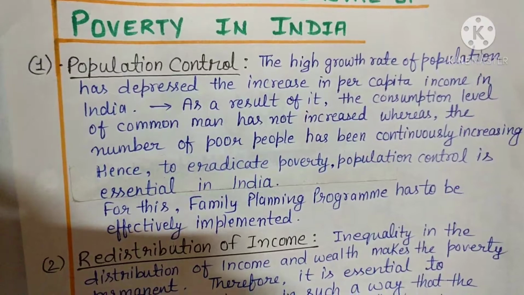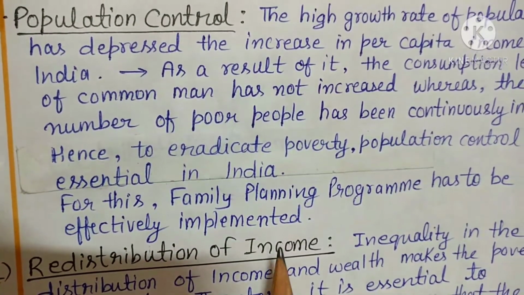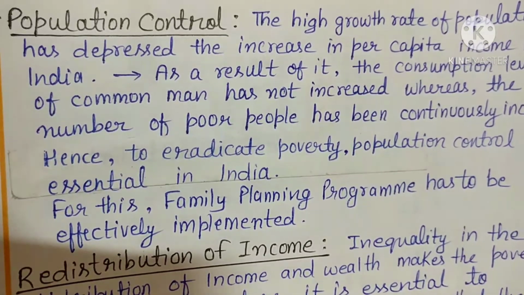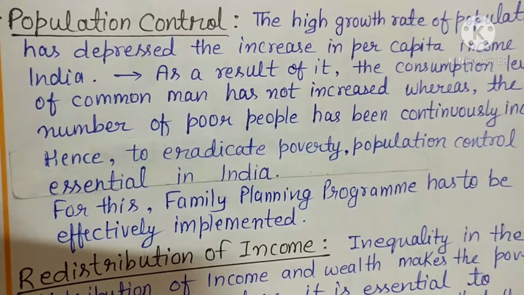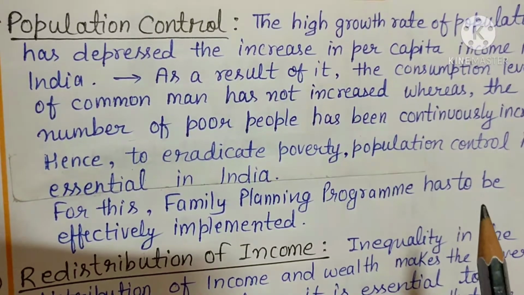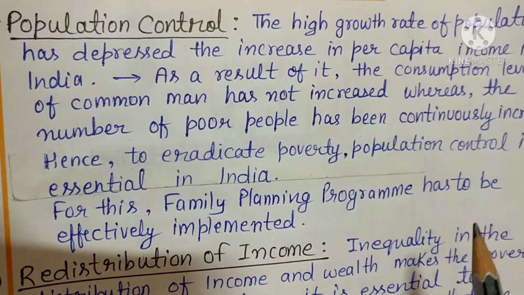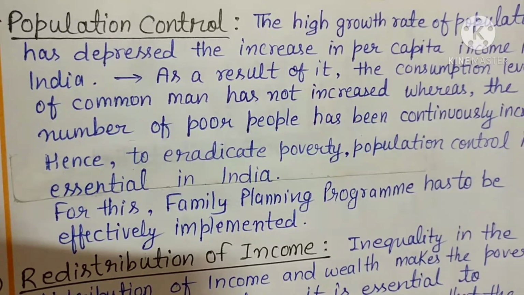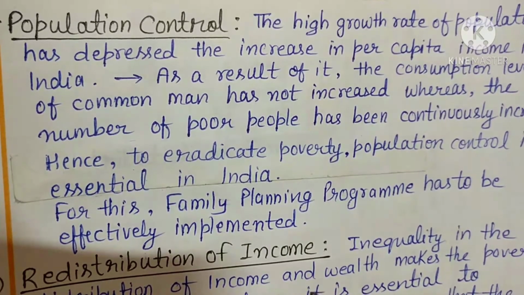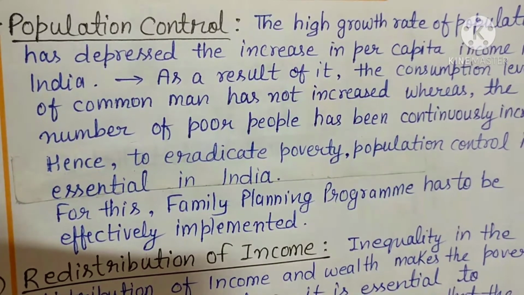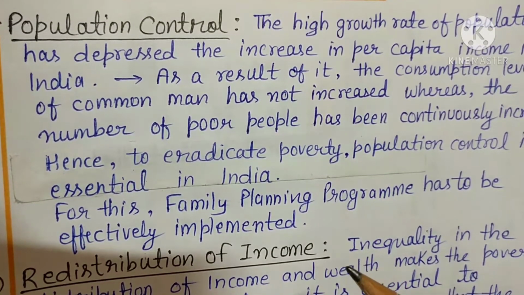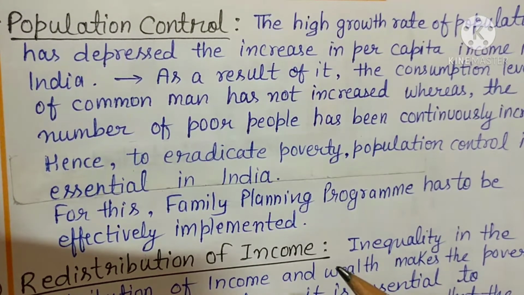Hence, in order to remove poverty, population control is very important in India. For this, the family planning program has to be effectively implemented. People need to understand that they have to control their family size. They should not give birth to newborn babies on a continuous basis. Even one slogan was given, hum do hamare do.